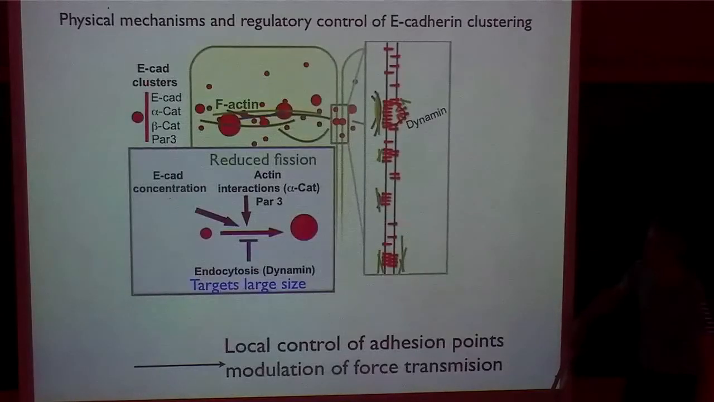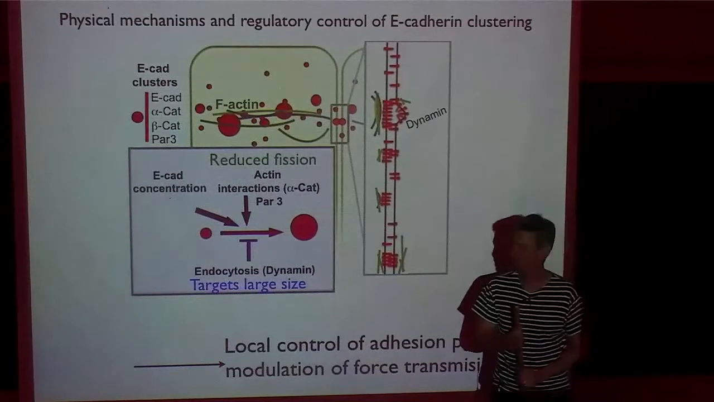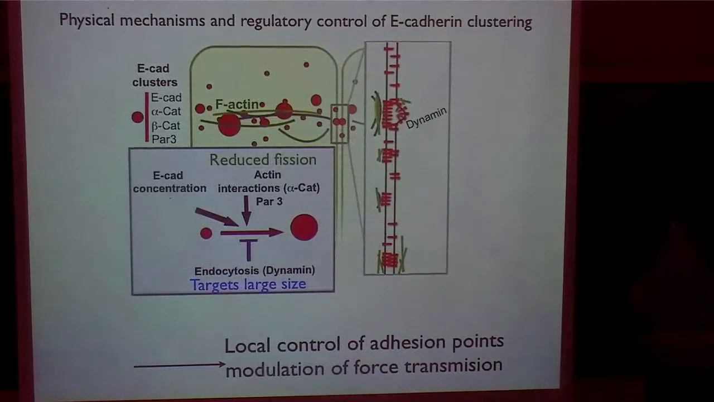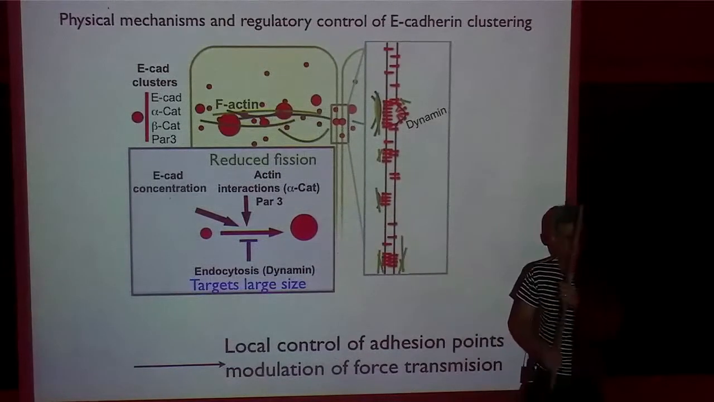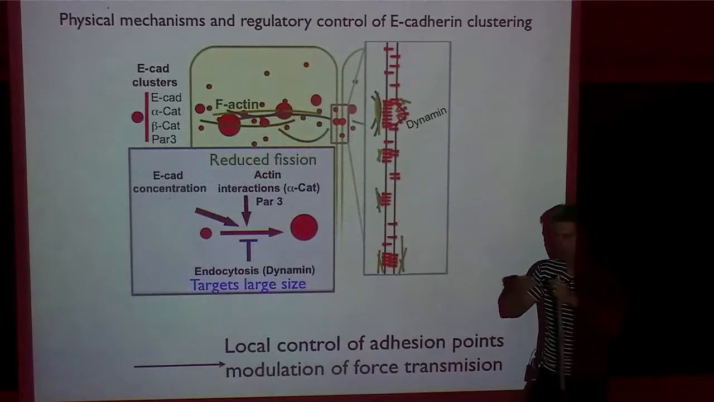So the model, at least with a cartoon, is the following: you can have a very precise and local control of adhesion points. Of course, the level of E-cadherin is important. It determines the distribution of clusters. But importantly, and you can understand this by simple physical rules, coagulation processes, fission processes.